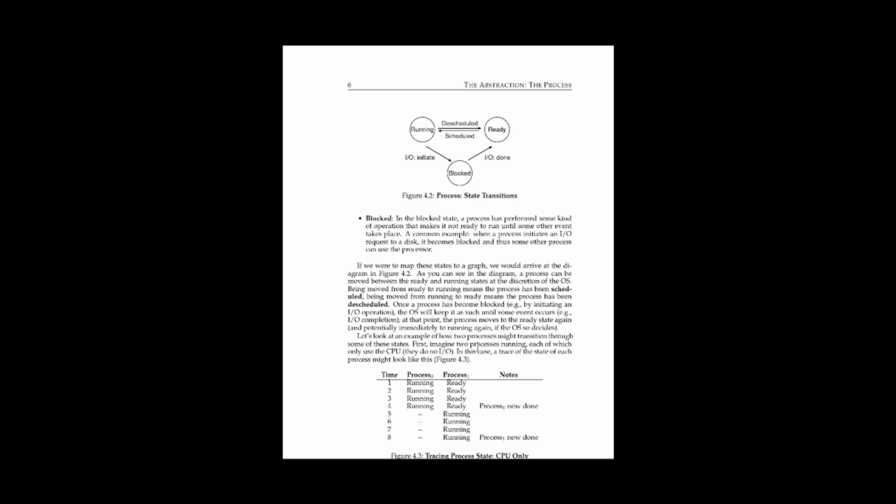Let's look at an example of how two processes might transition through some of these states. First, imagine two processes running, each of which only uses CPU. They do no I/O. In this case, a trace of the state of each process might look like this, figure 4.3, tracing process state, CPU only. This illustrates process 0 and process 1. Process 0 runs until time 4, at which point it terminates and hands control to process 1.